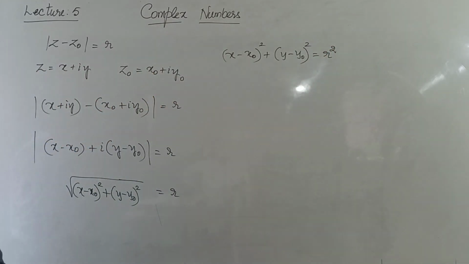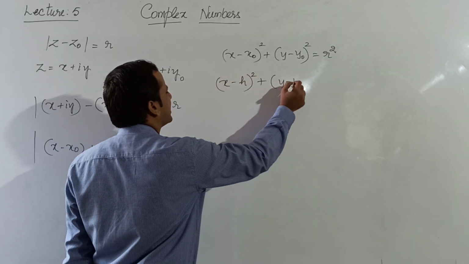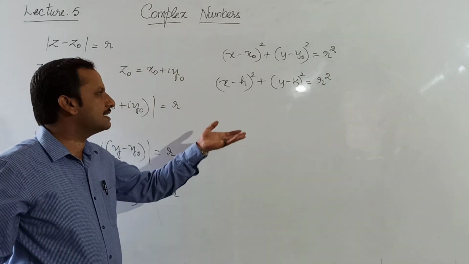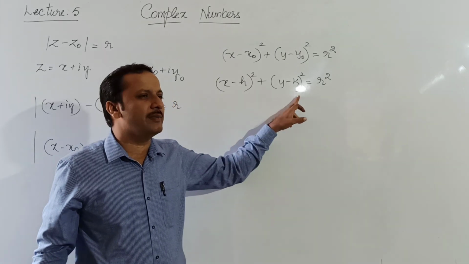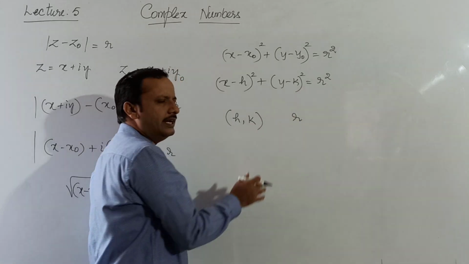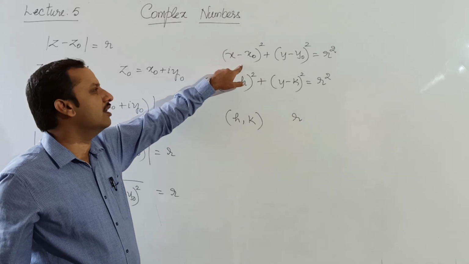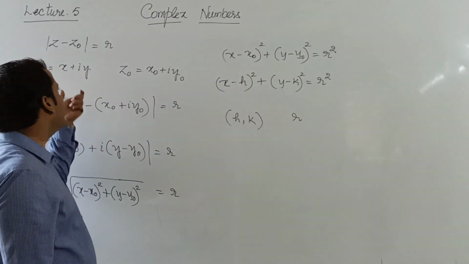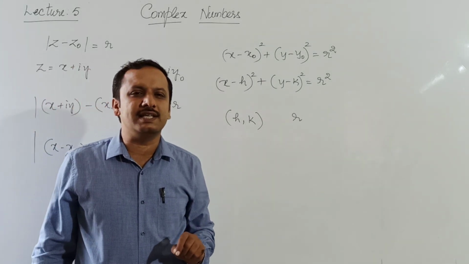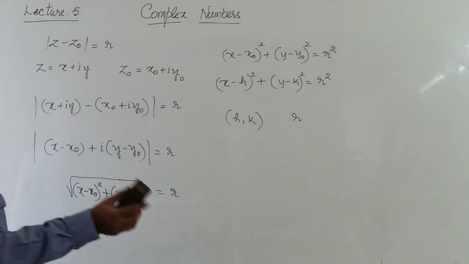You can compare this equation with x minus h whole square plus y minus k whole square is equal to r square. This is a well-known equation for you. This represents a circle with the center at h comma k and radius r. Therefore, this equation represents a circle with the center at x naught, y naught, and radius r. So remember, mod z minus z naught equal to r represents a circle with the center at z naught and radius r. Then I take one example.